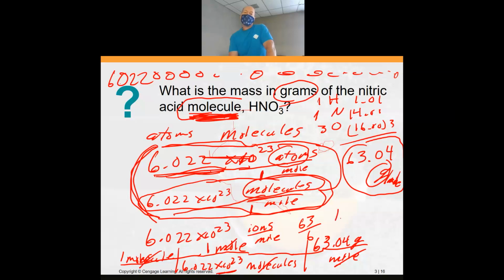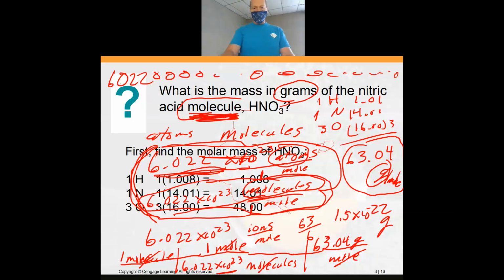So let's say the answer is 1.5 times 10. That's minus 23. That's minus 22. Right? I think so. Grams. That's probably not enough sig figs. Anyway, all I can get is 1.5 times 10 to the minus 22, and the answer is... They don't give the answer?